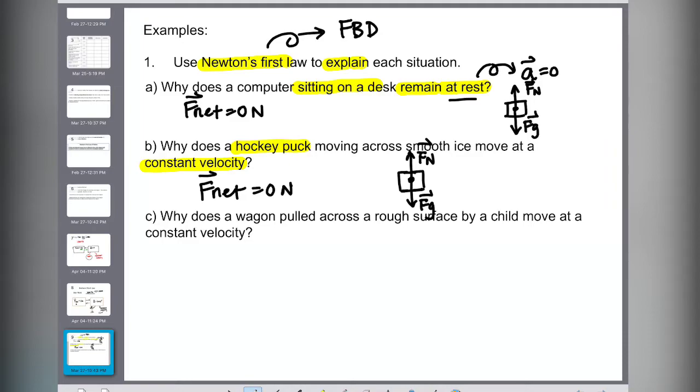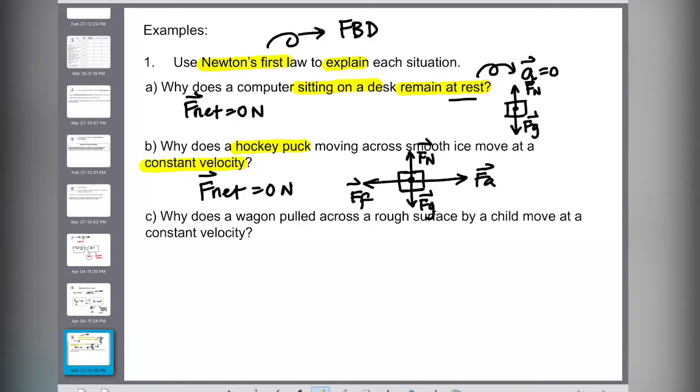What other forces must your puck be experiencing? It's moving, so it has to have a force of friction acting on it. But if this is the only force, it can't have a net force equal to 0. So this hockey puck probably has a hockey stick or a kid pushing it. It has to have an FA, and this applied force has to balance out the force of friction in order for it to be moving at a constant velocity.